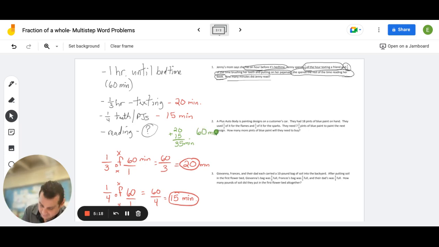Let me subtract the 35 minutes. And that leaves me with 25 minutes left. So over here, where we have the question mark for reading, it would be 25 minutes. And if you add it all together, 25 minutes plus 15 is 40 minutes, plus 20 more is 60 minutes. So that is how you could solve this problem, okay?